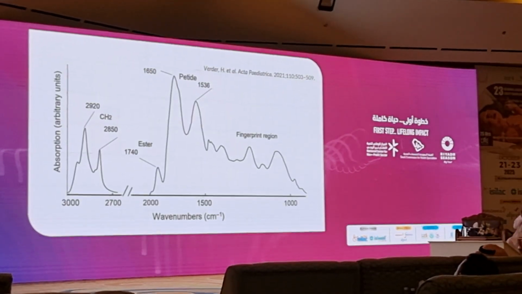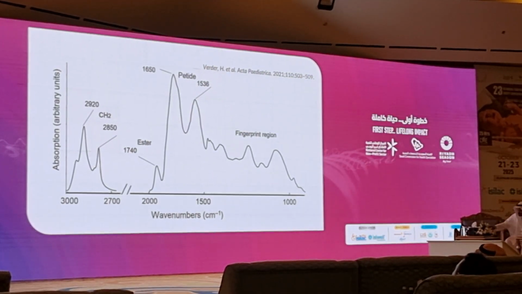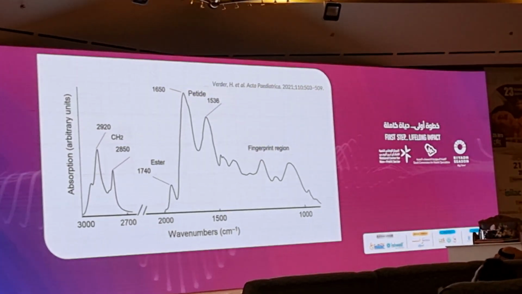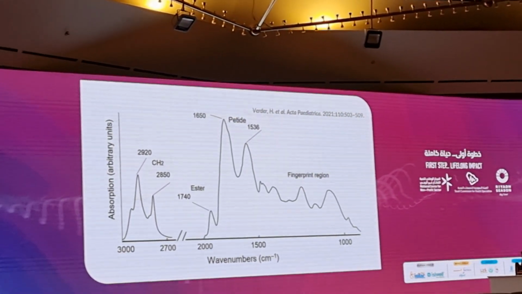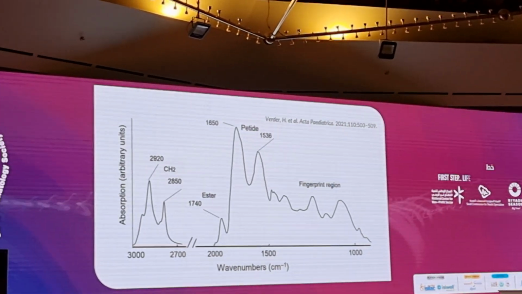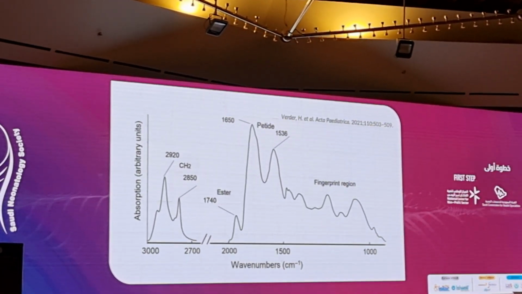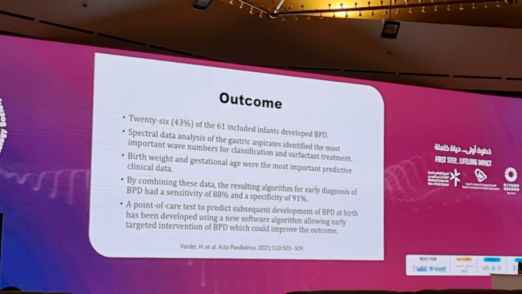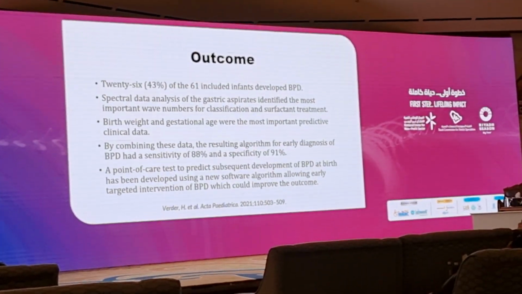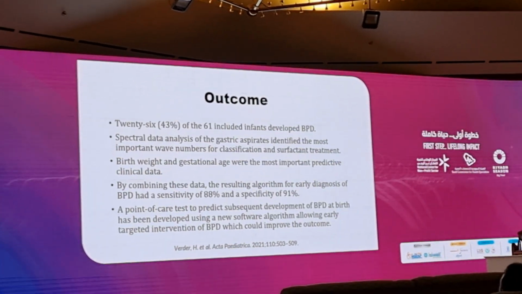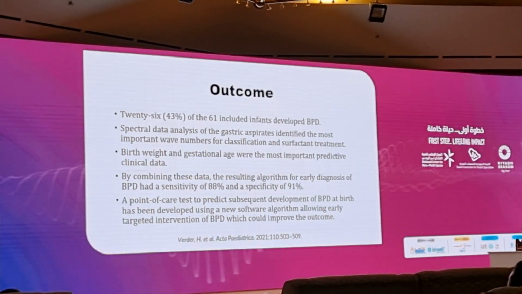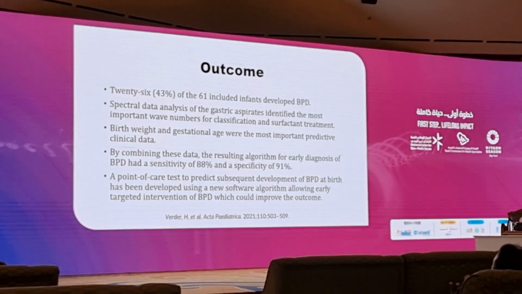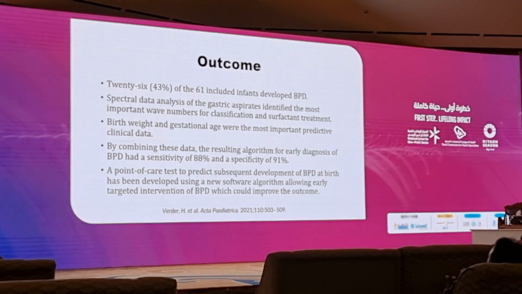And this is the particular test that they used to look at the gastric aspirate sample. They measured the peak, and the peak was the measure that they used to add to the clinical features. And the outcome was that 26 of the 61 included infants developed BPD. The spectral analysis of the gastric aspirate identified the most important wave numbers for classification and surfactant treatment.